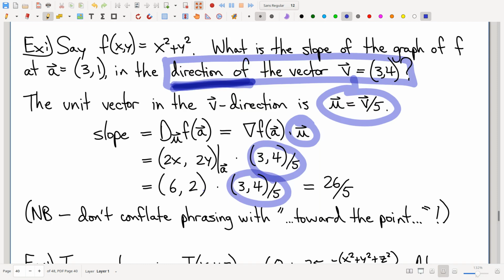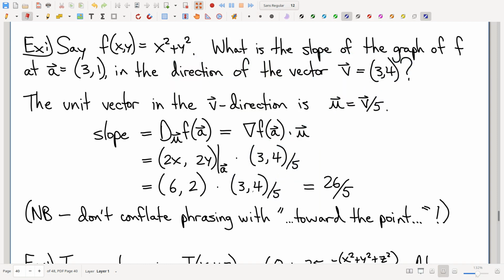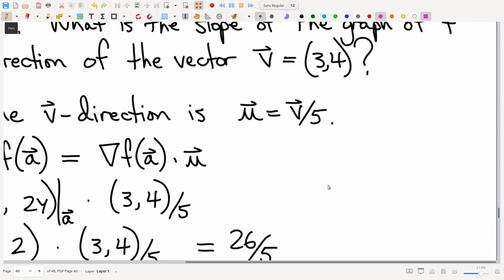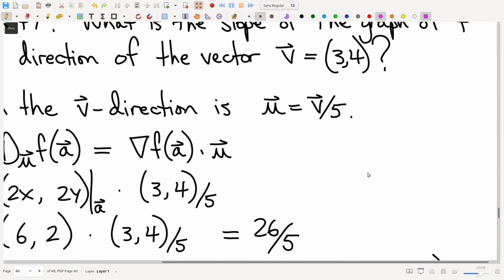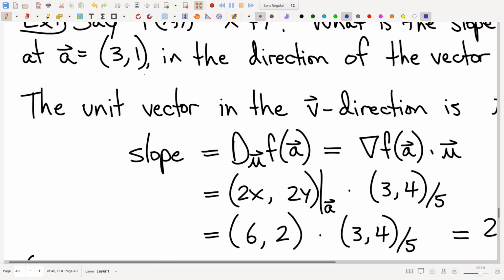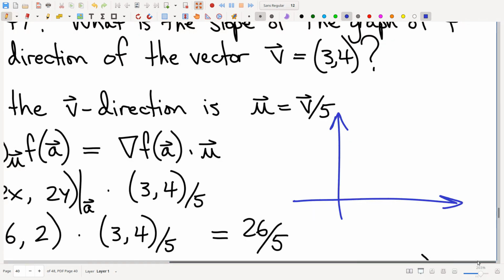All right. Now, let me show you where there's a kind of a landmine in this question. This is an easy misinterpretation to make. It is, however, a misinterpretation. I'm going to zoom so I can draw this picture here. I'm going to draw an axis system like this. We are at the point 3, 1. There's 3, 1. And it says, now in the direction of the vector 3, 4.